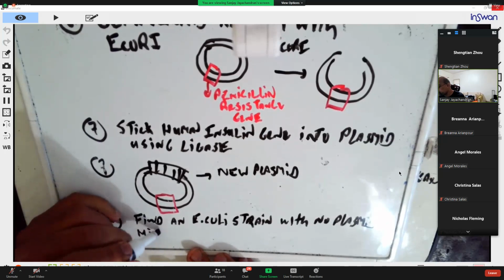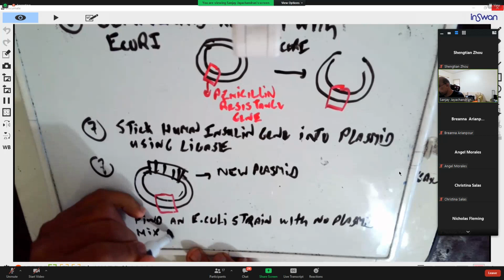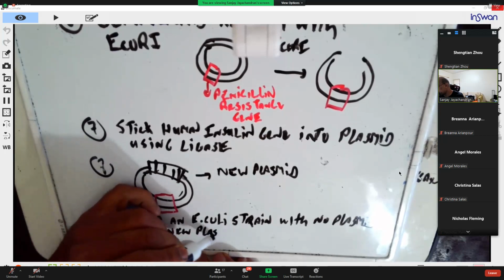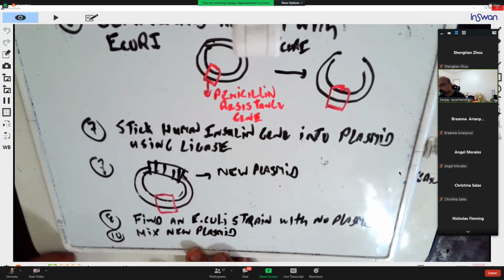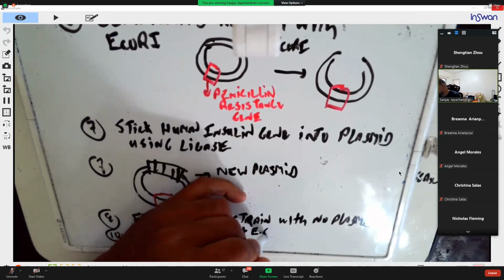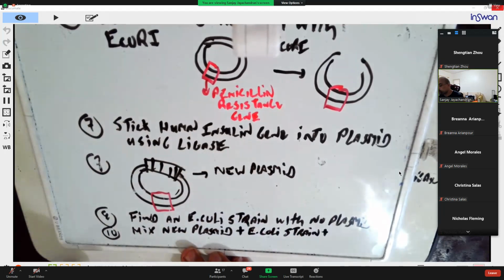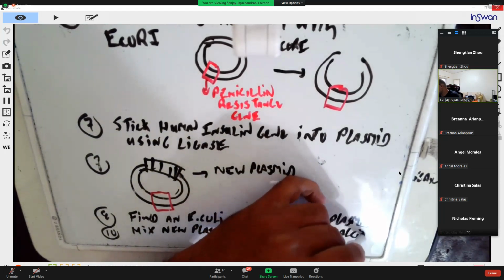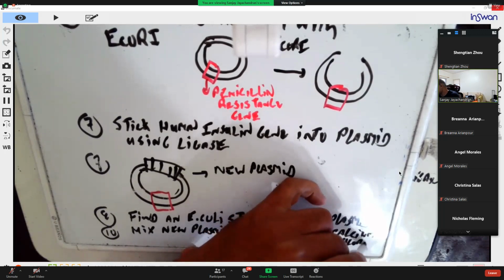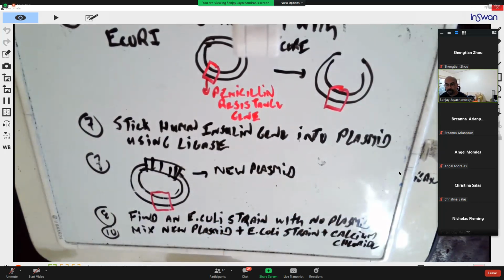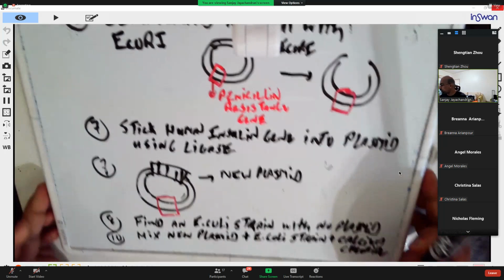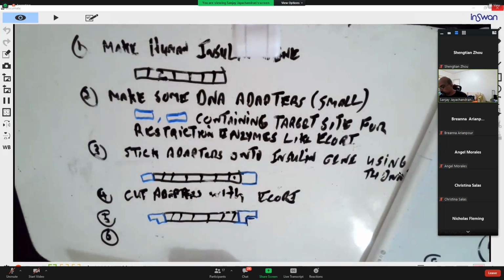I'm going to mix my new plasmid that I made, new plasmid, plus E. coli strain with no plasmid, plus some calcium chloride. Okay, so this is what I'm going to have. That's step 11.